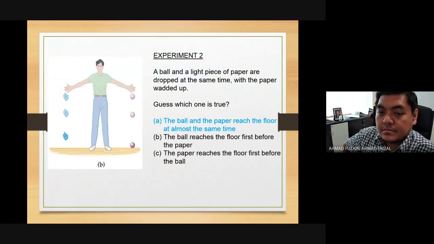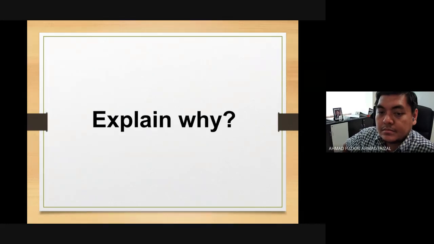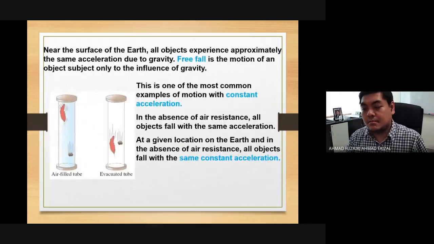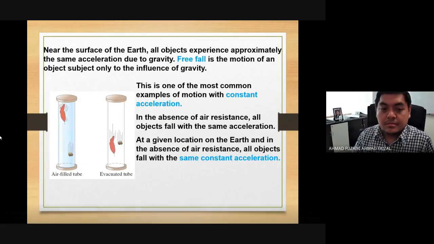Can you explain why? The greater the surface area of the paper, the greater the effect of air resistance. If you can eliminate the air resistance completely, then both objects will hit the ground at exactly the same time, because they only have the influence of the same gravity, which is Earth's gravity. This is another example of the effect of air resistance.